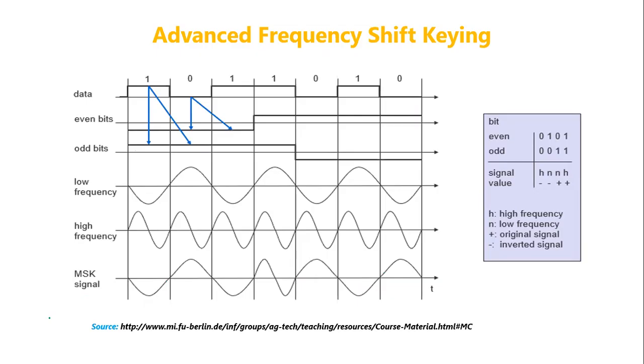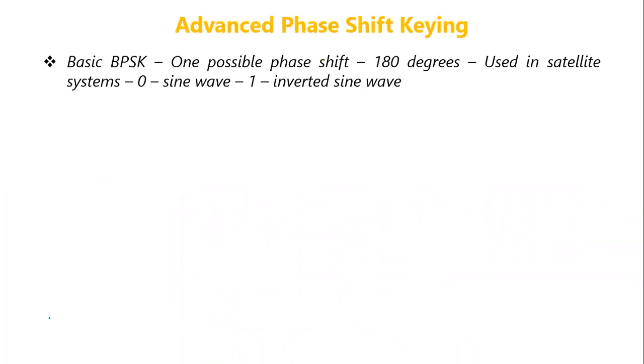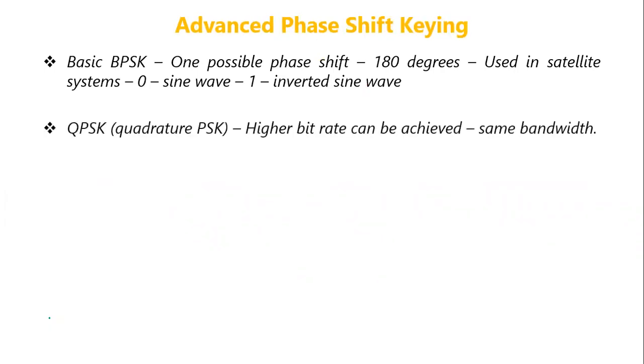The next topic that we'll be discussing is advanced phase shift keying. With basic phase shift keying, only one possible phase shift, that is a 180 degree shift, is used to represent zeros and ones. Basically that is used with satellite systems. Whenever there is a zero, the sine wave is transmitted as it is, and whenever there is a one, it represents the inverted sine wave.